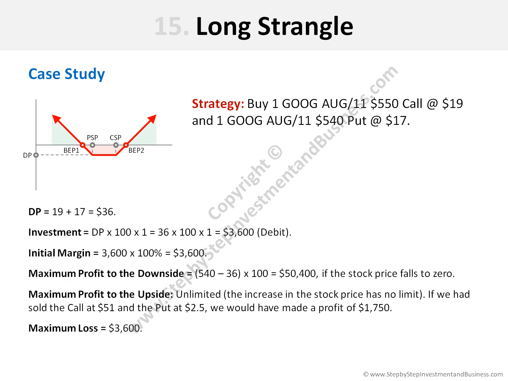The debit paid is equal to the call premium plus the put premium. In our case, 19 plus 17, which is equal to $36. Therefore, our investment is equal to 36 multiplied by 100, which is the cost of the strategy per contract, multiplied by 1, which is the number of contracts. That's a total of $3,600. This money is debited from our account.